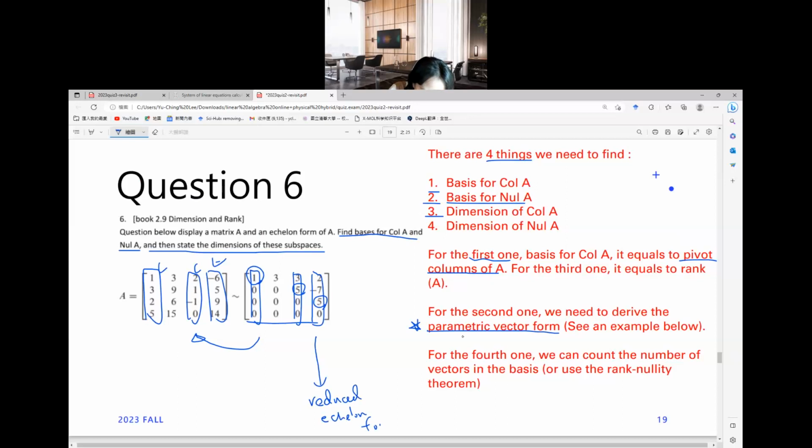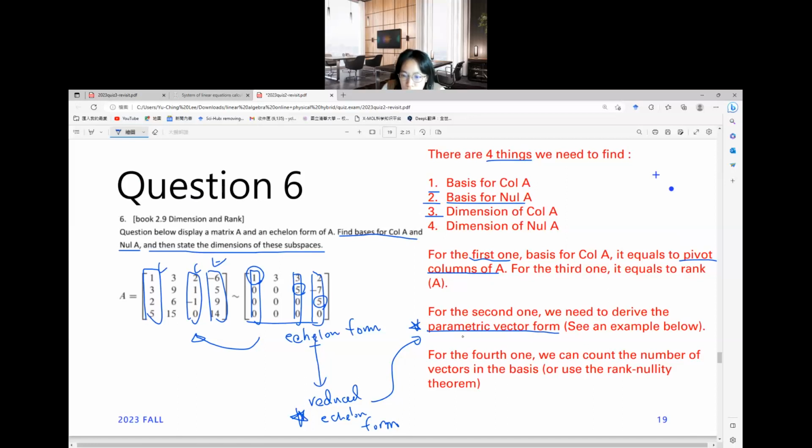This one given was the echelon form. Don't mistake it. And we need some additional processes in order to make it a reduced echelon form. After we obtain a reduced echelon form, we can find out the parametric vector form. And for the parametric vector form, those vectors are automatically the basis vectors for null space of A. That's for the second question. Later we're going to see the example.